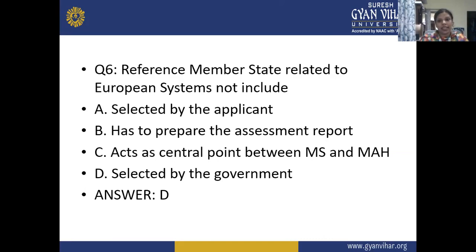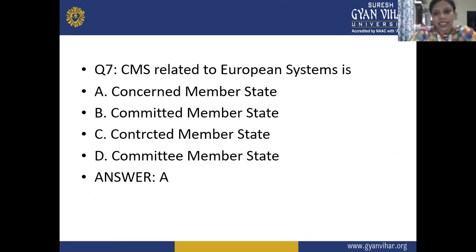Next is: reference member state related to the European system does not include selected by the applicant, has to prepare the assessment report, acts as central point between MS and MAH, selected by the government. So the reference member state does not include being selected by the government. Next is CMS related to the European system: concerned member state, committee member state, contracted member state, committee member state. So answer A is correct, that is concerned member state.